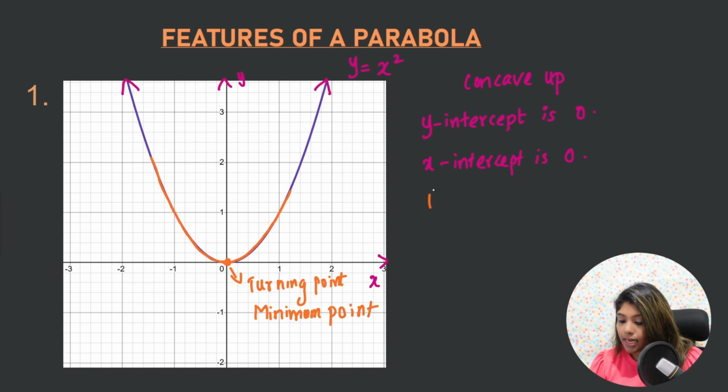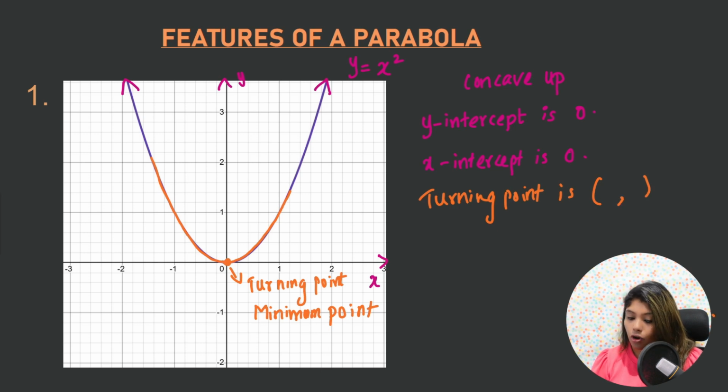So we can say that the turning point, or vertex, or the minimum point of this graph is, since it is a point, it has to be written in coordinate form. So x comma y. You can see that point is basically the origin. So origin is 0 comma 0. That is it, right? So now we have identified three main features.